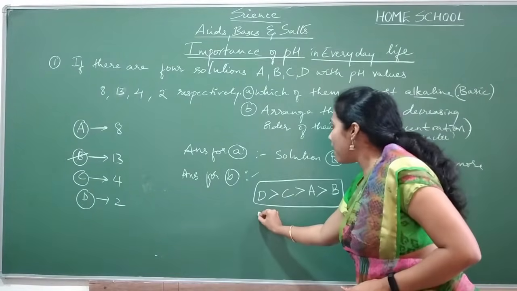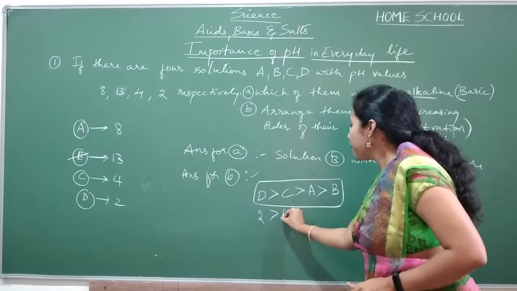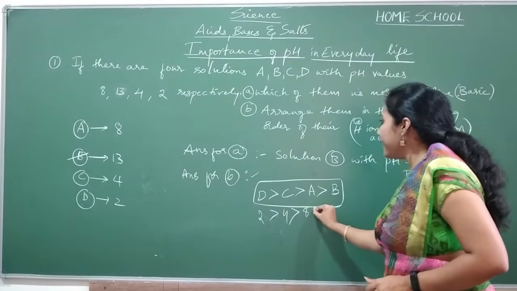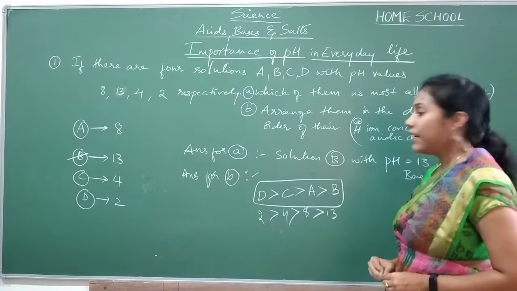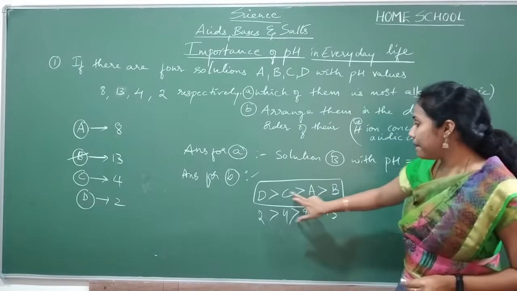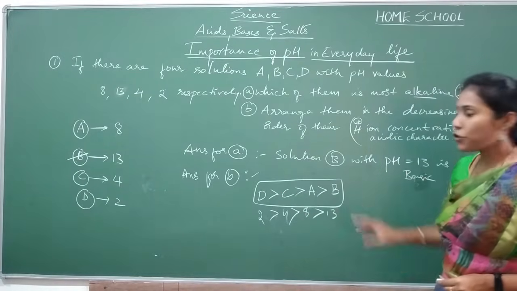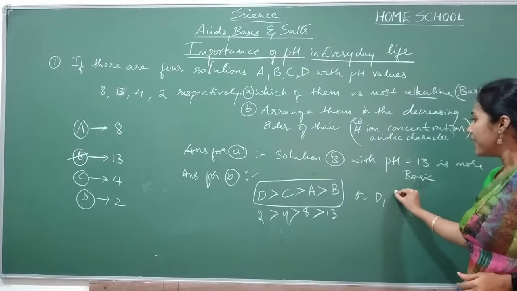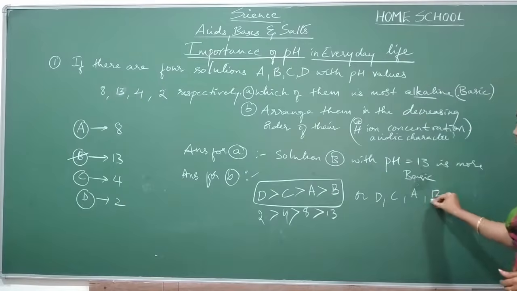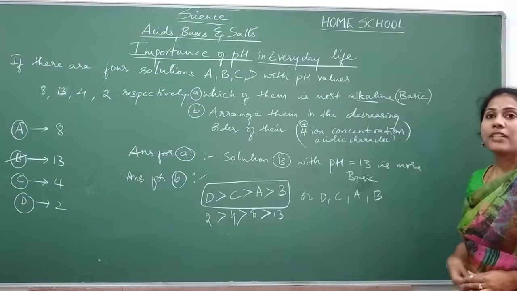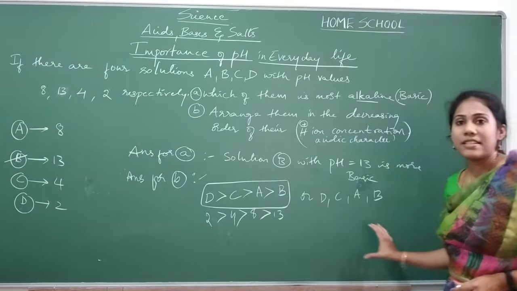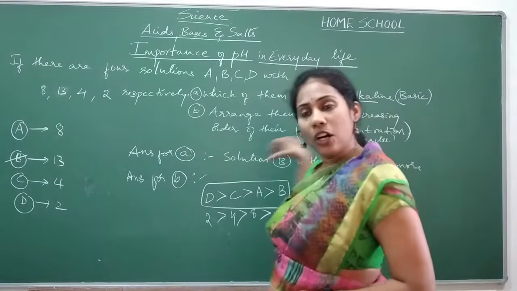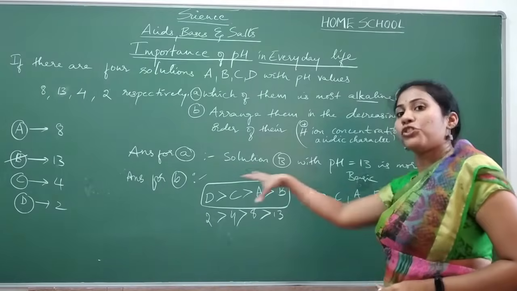Solution D's pH is how much? 2. Then 4. Right? And later 8. And later 13. Okay? So decreasing order means this symbol. Right? So this symbol you have to show. Or if you have just shown like this, then also you will get a mark. D, C, A, B. Okay, without the symbol, if you have arranged and put the alphabets, then also you will get the mark. Clear, everybody? So decreasing order of H plus ion concentration means highly acidic to less acidic wise you should arrange them.